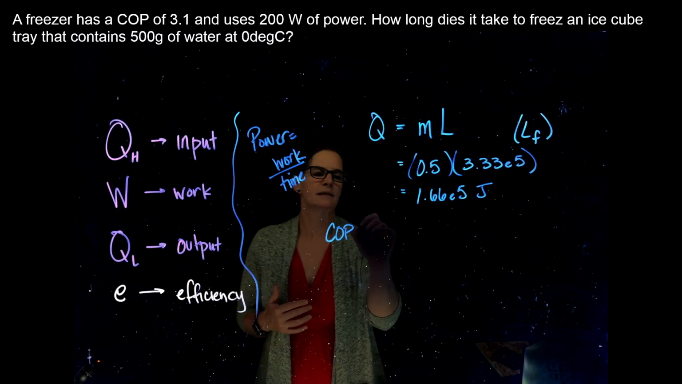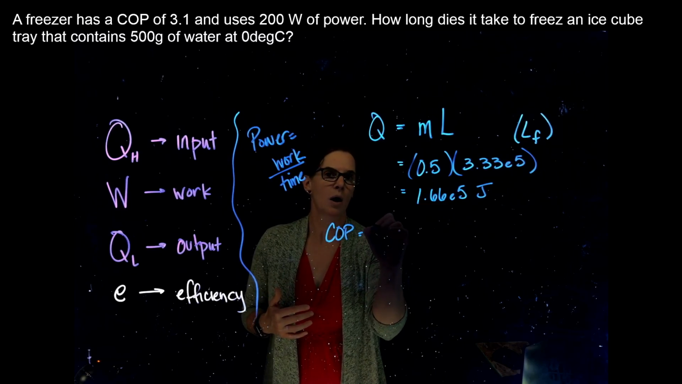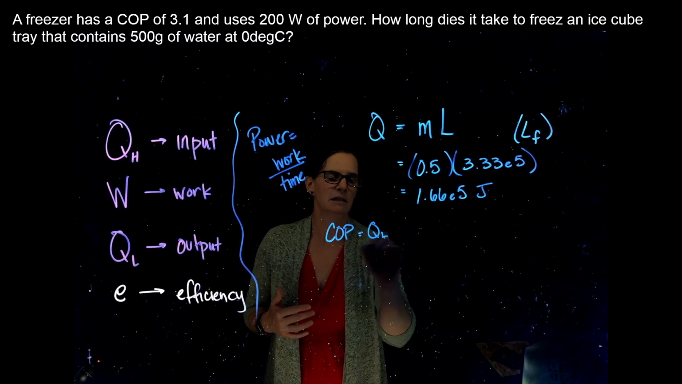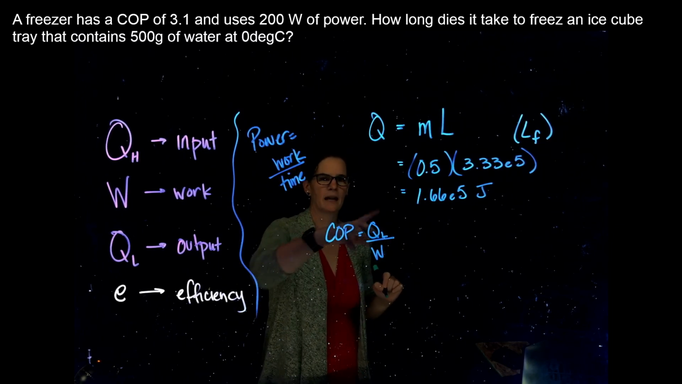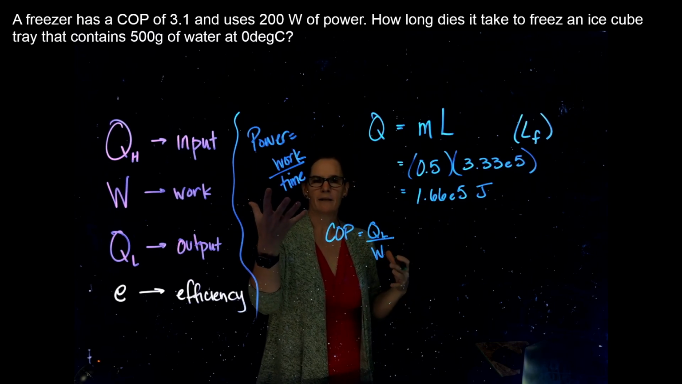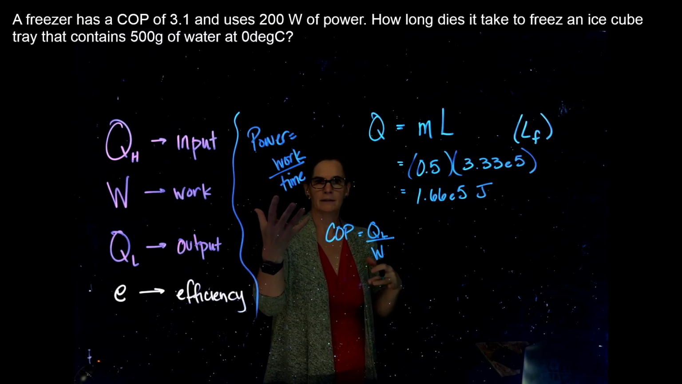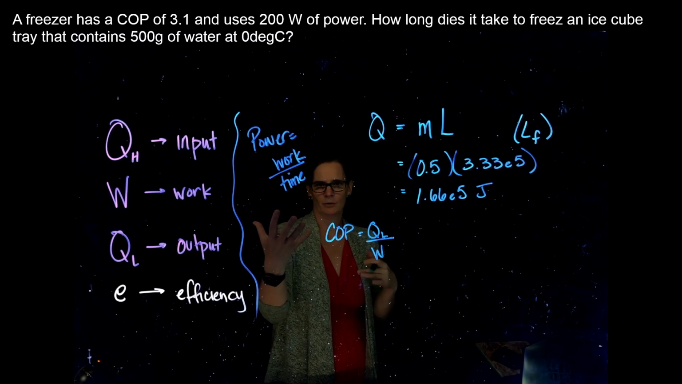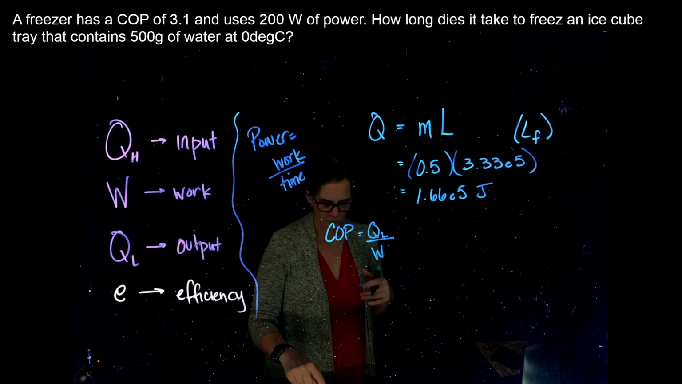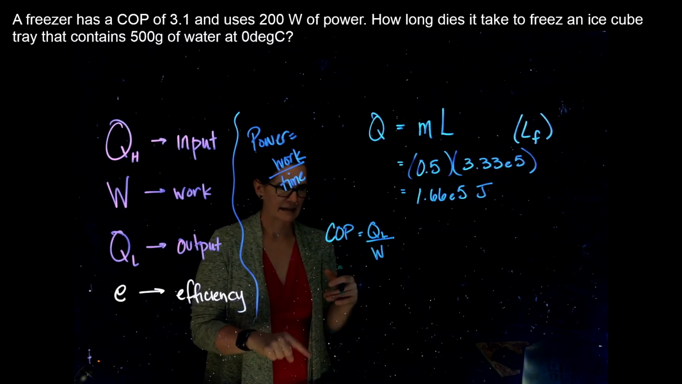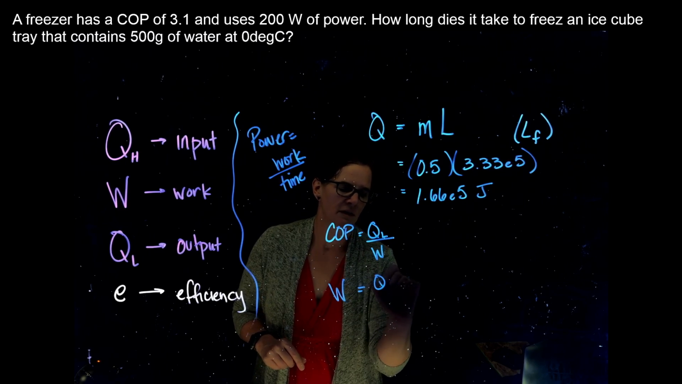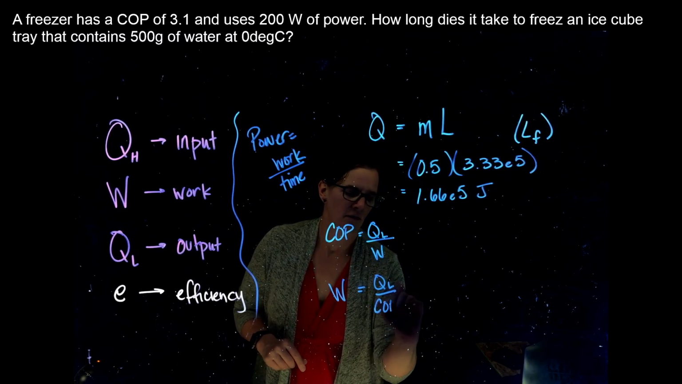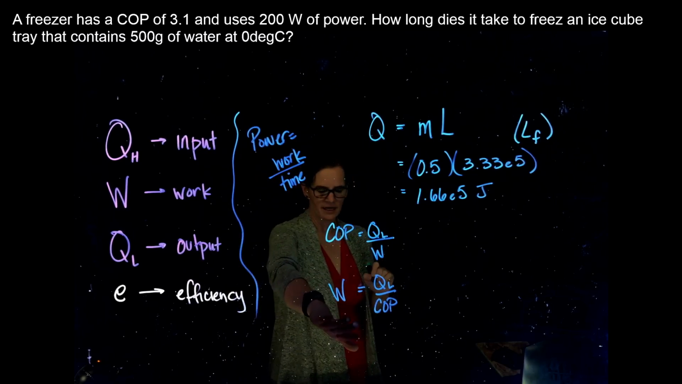We know that our coefficient of performance, remember, is the ratio of the amount of heat that was removed to the amount of work that it took to remove that heat, okay? And that tells us that the work is equal to the heat over the coefficient. So I just rearranged this equation.